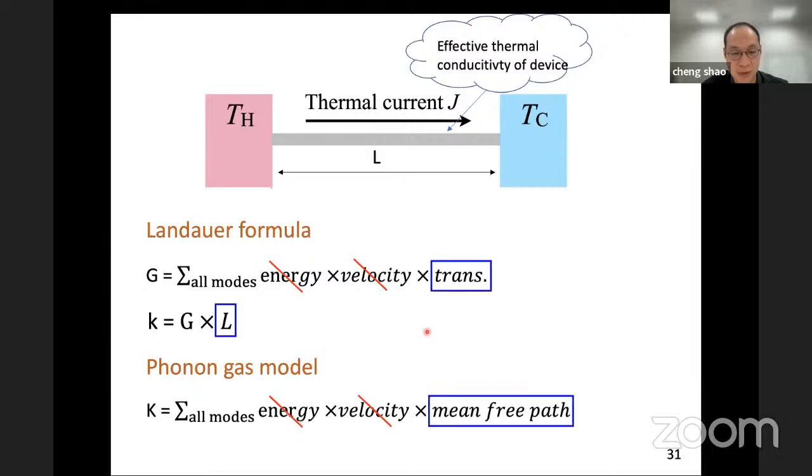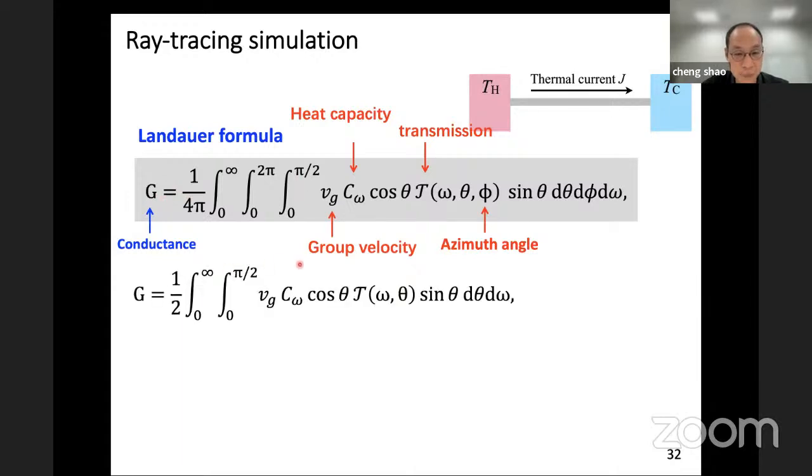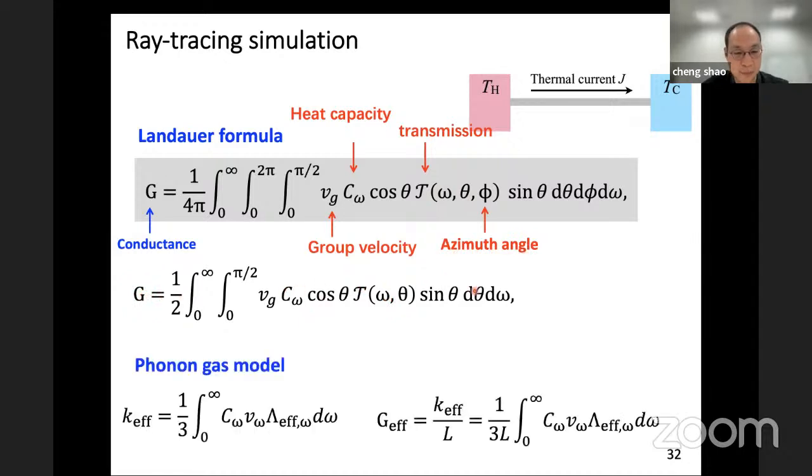Which means that we can set up some connection between the phonon transmission, the length of the device, and the mean free path. So here is what we do in the ray tracing simulation in detail. This is the total conductance of the system from the Landauer formula. If we assume the transmission is insensitive to the azimuth angles, we can rewrite the conductance in a simple form. In the same way, we can also write the thermal conductivity in terms of the mean free path.